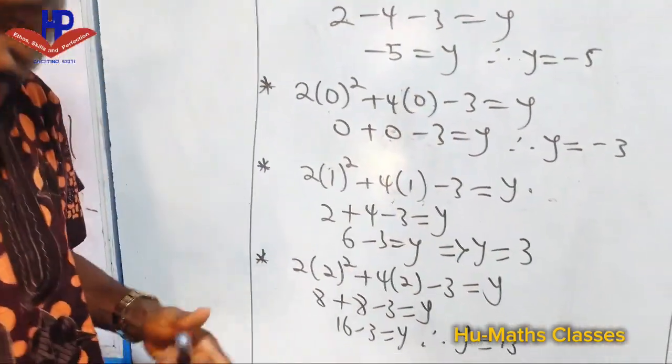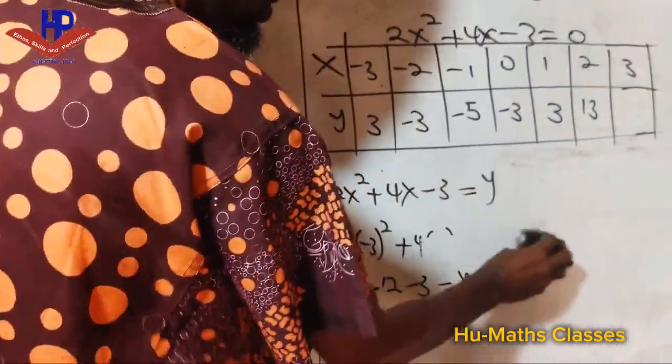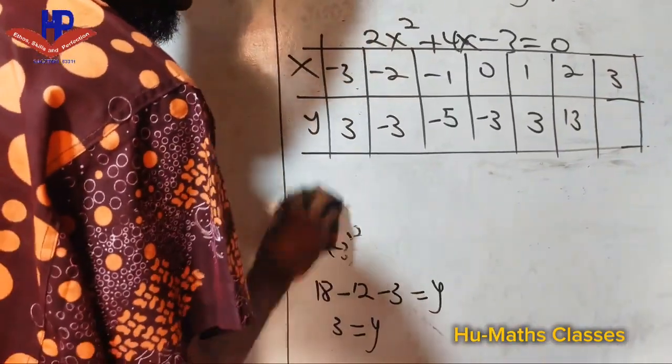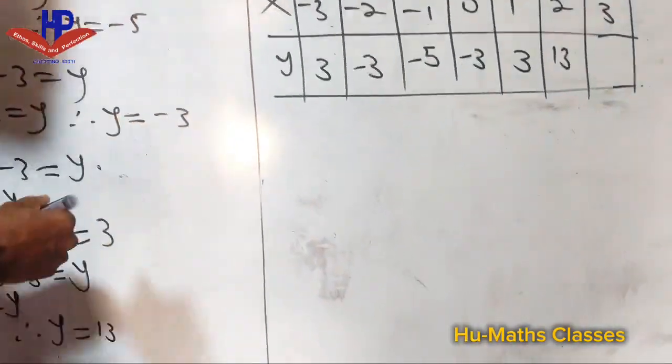Finally, when x is 3, what is y? Let me quickly clean a particular part to finish up that problem. Let me clean here. When x is 3, what is y? So we're going to have it done this way.